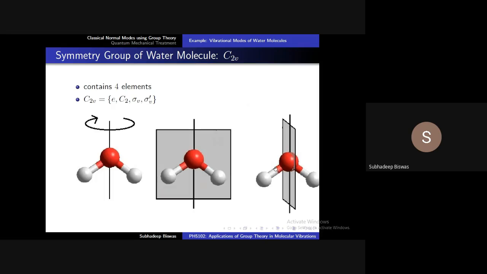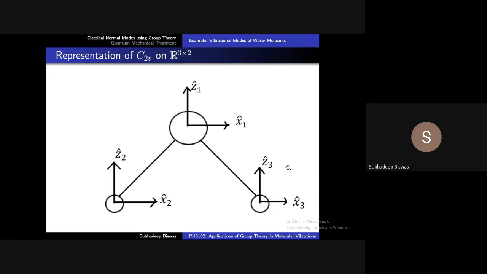This is our sigma v plane. So, this is a little bit difficult to say.